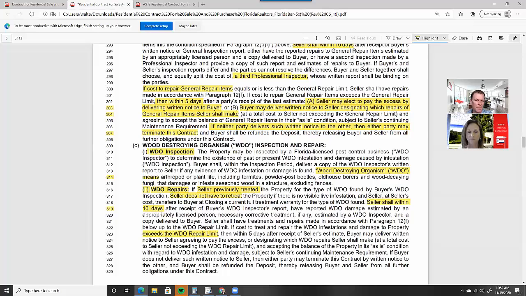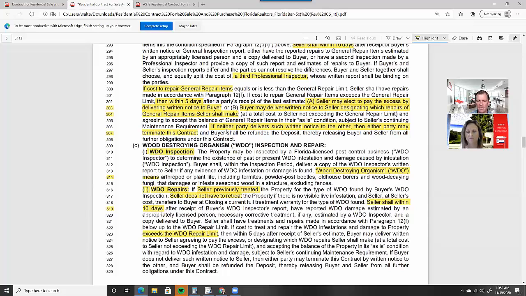The buyer could also get estimates if they want to, but since the seller is responsible to pay for the repairs, most likely the seller is going to want to get their own estimates. But it doesn't really matter who gets the estimates. After getting the estimates and deciding if it exceeds the amount that was agreed to, then we have the ability for the seller to request the buyer to pick what's most important.